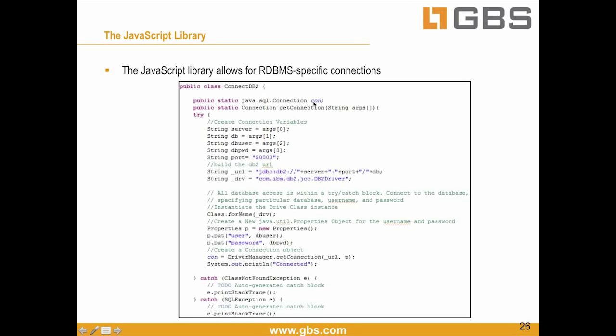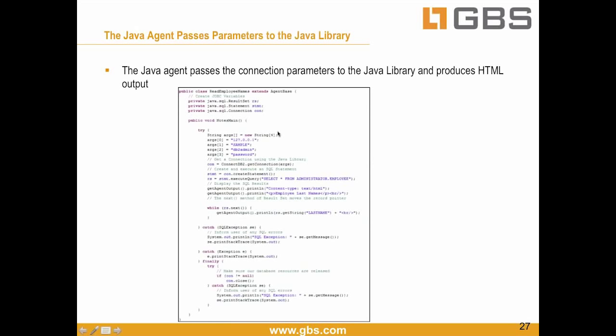And in this case, we're actually using a helper class, so we can pass in variables. And that allows me to not hard code the information directly into the system, so that I can actually call that particular helper class and pass those properties across. The Java agent passes those connection parameters via the Java library.